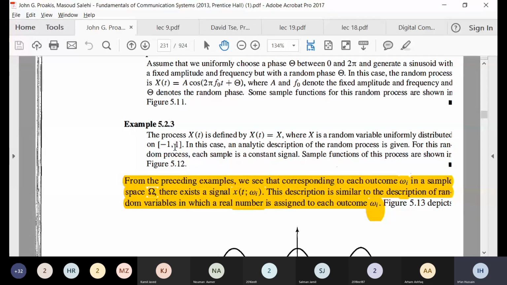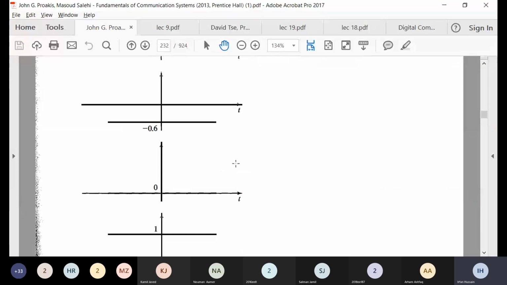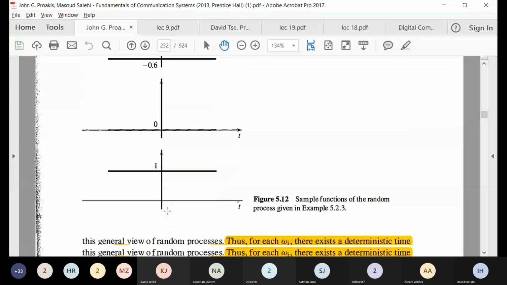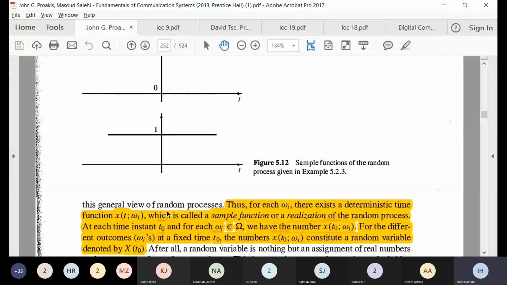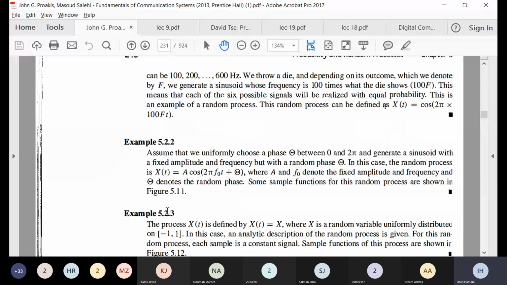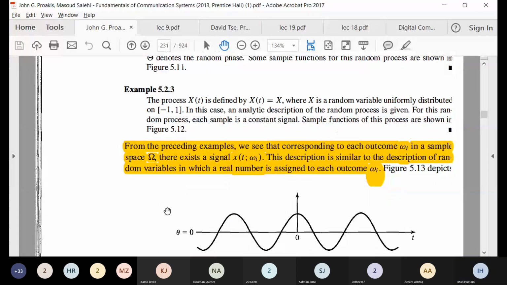Alright, so random variable is here from minus 1 to 1. So I will choose any number, and that number will be the output of my process. So that process will again be a random process. You can see the output could be any number between minus 1 and 1. It could be 0.3, so output will be 0.3. It could be minus 0.6, output will be minus 0.6. It could be 0, it could be 1. It could be any number from minus 1 to 1. And hence the process comes out to be a random process. So we have now seen that for each outcome, there exists a signal.